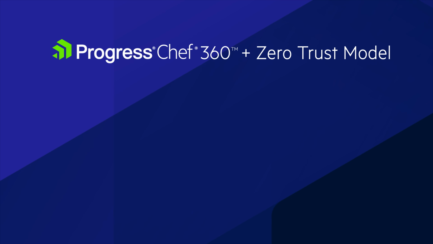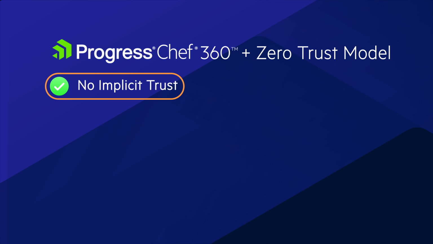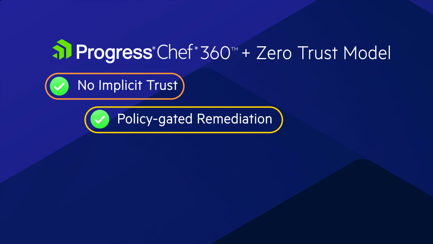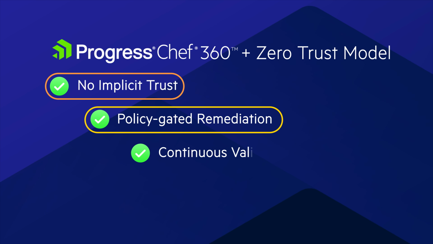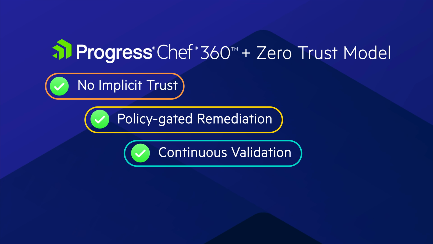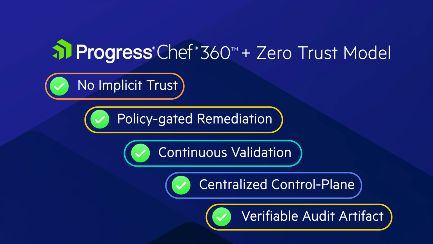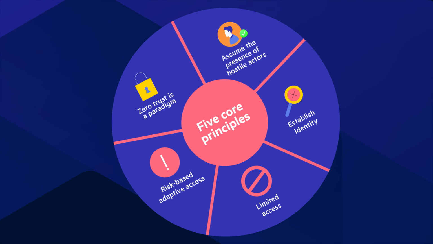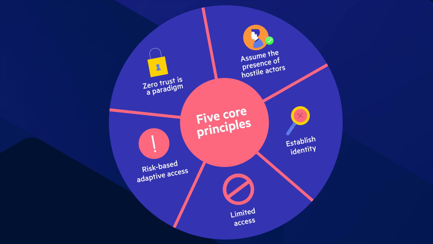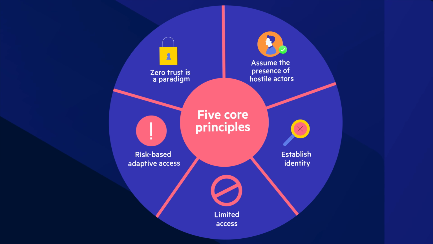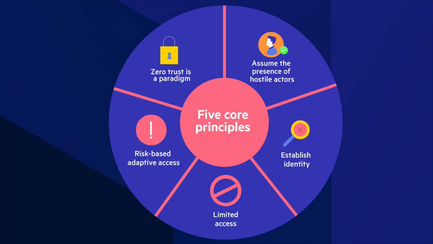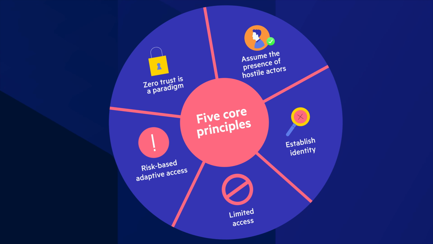This demo illustrates a zero trust operational model where no administrative action is implicitly trusted, all remediation is policy gated, the infrastructure state is continuously validated, and execution is mediated through a centralized control plane. Every action produces verifiable audit artifacts. What we demonstrated here is not merely automation orchestration. It is policy-driven, continuously validated, centrally governed infrastructure execution aligned with zero trust architectural principles.